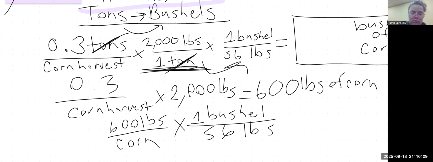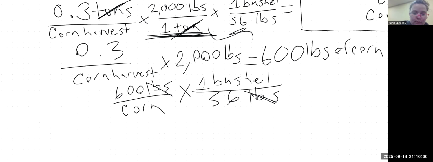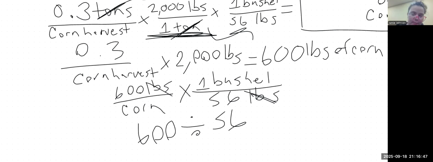So pounds divided by pounds is 1, so it's null. And then 600 or anything multiplied by 1 over a number is essentially, we can rewrite this as 600 divided by 56 because of the way the math works. So we have 600 divided by 56.